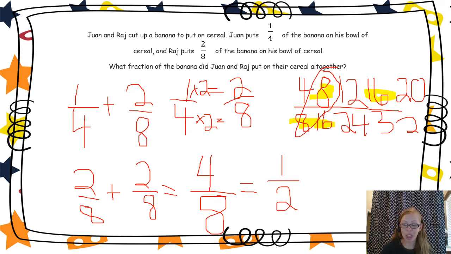We're going to talk a lot more about fractions, 5th grade. We're going to really dive into how to make equivalent fractions and how those equivalent fractions are helpful as we add and subtract fractions. But this is where we'll stop for now.